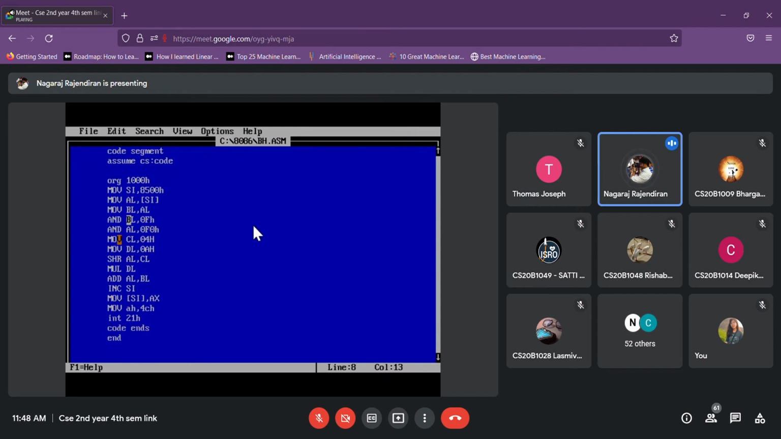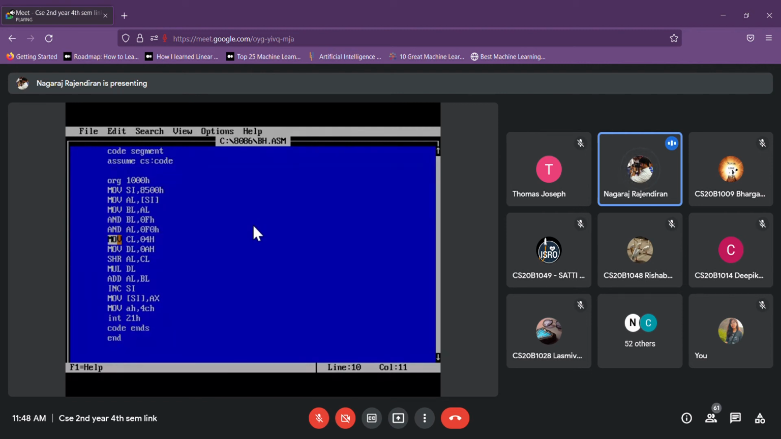And again, the AND operation of AL with F0, which means 58 with F0. You will get 50. So up to this point, BL contains 08 and AL contains 50.